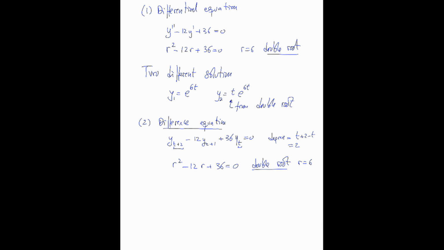So we again need two different solutions. We cannot have one single solution repeated, because that's only one. We need two solutions. So we have y_t^1 equals 6 to the t, and y_t^2, this is not a square, this is an index 2, that's also 6 to the t. But then these two, if I leave this like that, both will be equal, so we have to put a t that comes, as before, from the double root.